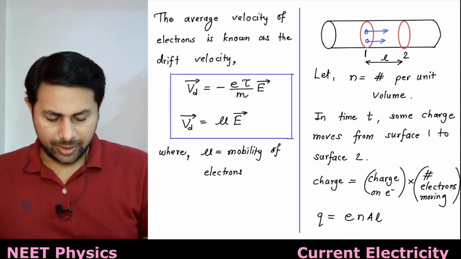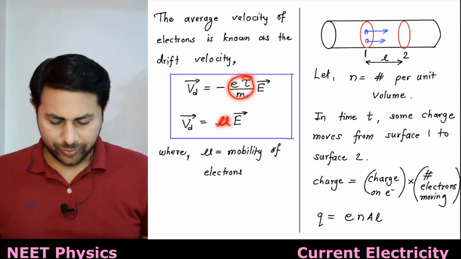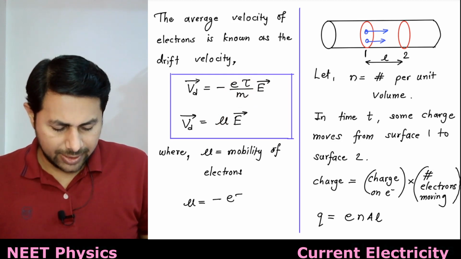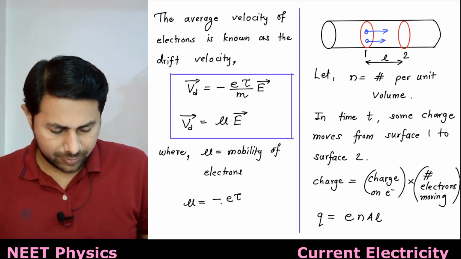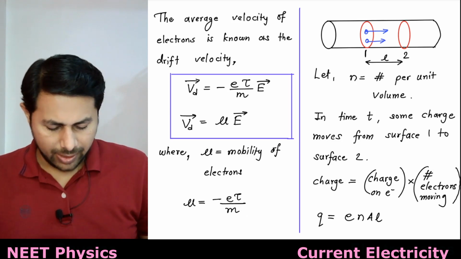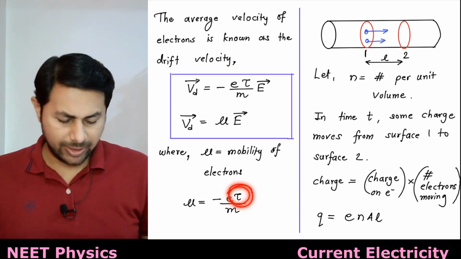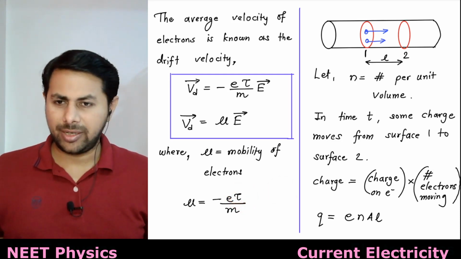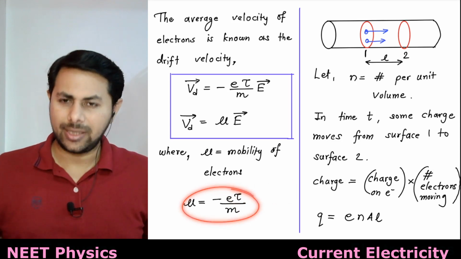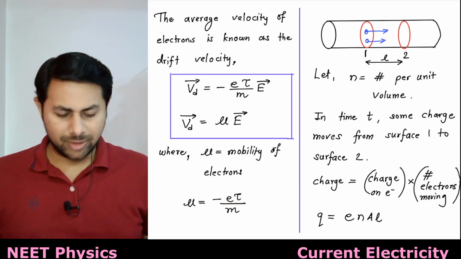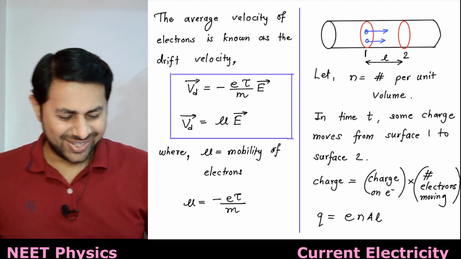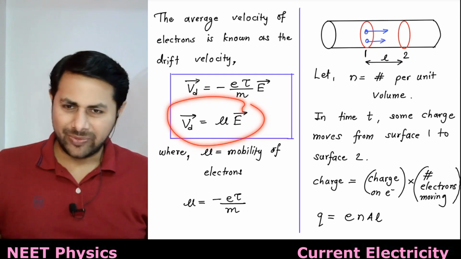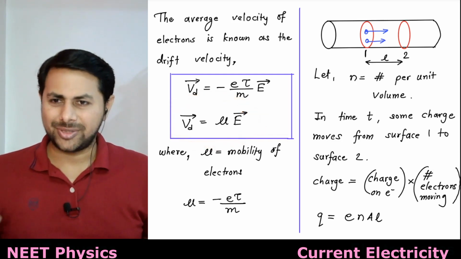That constant is written as mu. Mu is the mobility. So what is mu? Mu is equal to minus e times tau by m, and you can see it depends on what? It depends on tau, and tau depends on the temperature. So mobility also depends on the temperature. There are these small things that we need to understand. So we found that electrons move with a velocity called the drift velocity from the negative to the positive terminal.